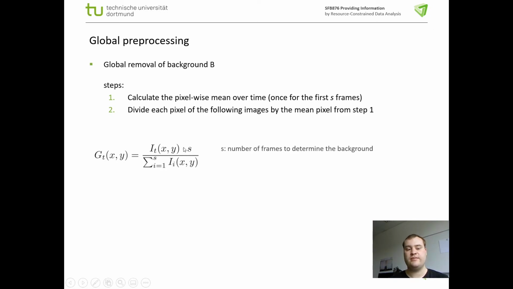In the second step, we will divide each pixel of the following images by the mean pixel from the first step. The result of this will be corrected with a constant value, so we just add some value to each pixel to make the image brighter.